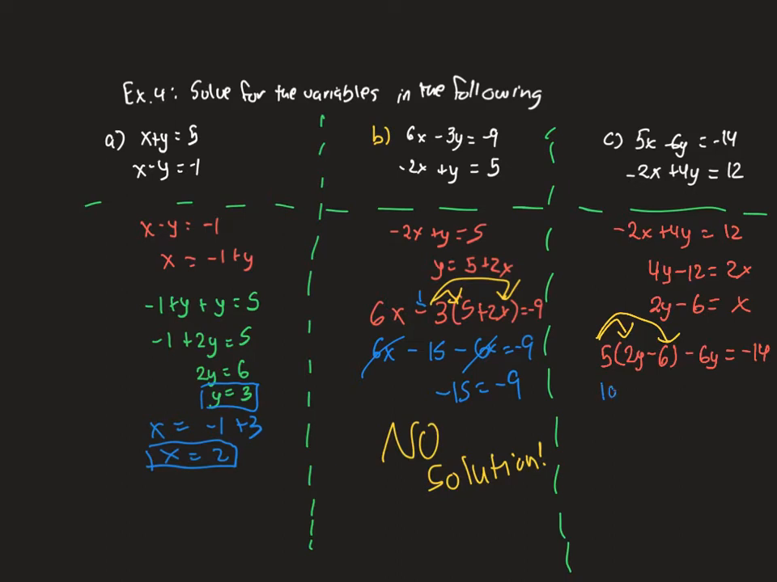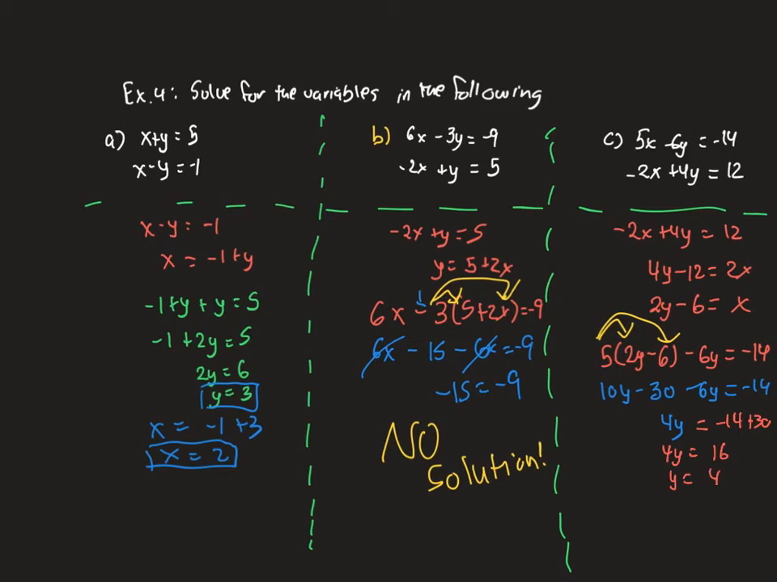So you're going to have 10y minus 30 minus 6y is equal to negative 14. Let's do multiple steps here at the same time. So 10 mangoes minus 6 mangoes is going to give me 4 mangoes. I'll move this negative 30 to the other side. So that's going to give me negative 14 plus 30. So I'm going to have 4y is equal to 16. So y is 4.